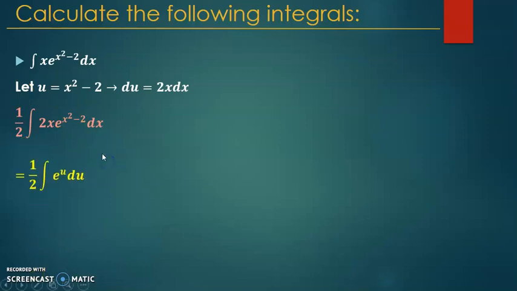Now, we rewrite it in terms of u. So e to the power x squared minus 2 is e to the power u, and what's left, which is 2x dx, is just du. Now, since the integral of e to the power x dx is e to the x, then the integral of e to the power u du is just e to the power u. So you get this answer, and then we replace u by x squared minus 2.